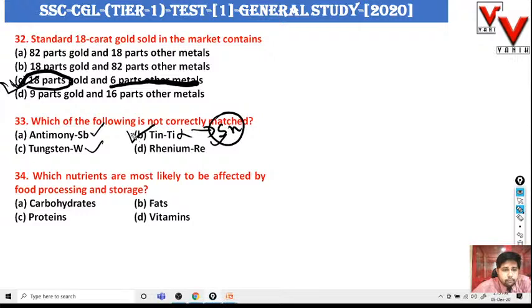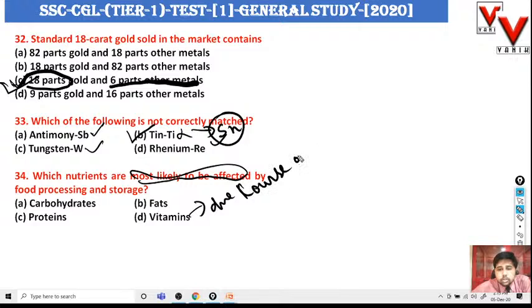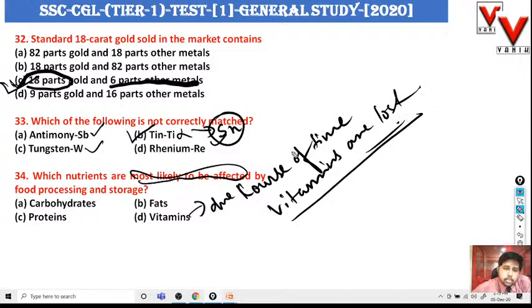Then question number 34, which nutrients are most likely to be affected by food processing and storage? If you store food having vitamins, then with due course of time, vitamins are lost. Carbohydrates will remain as they are, fats will remain as they are, proteins will also remain, but what you're going to lose is your vitamins. So answer is option D, vitamins will be lost. I hope it is clear to you all.